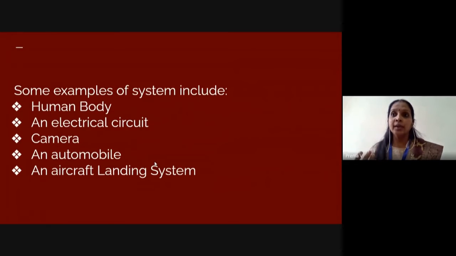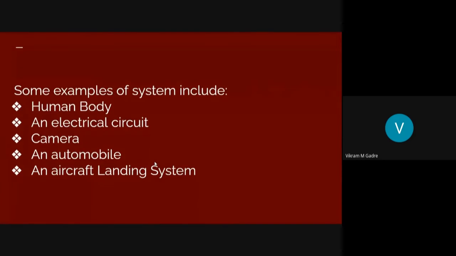Similarly, you have an automobile. So can anyone say, if I take an automobile as a system, what can be the input to the automobile and what is the output? Can anyone say? You can ask them to put it in the chat. Yeah, you can put it in the chat.